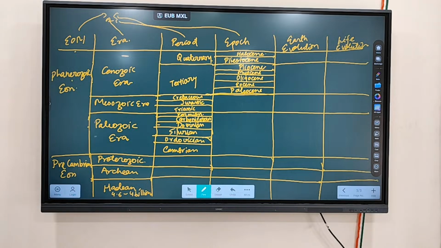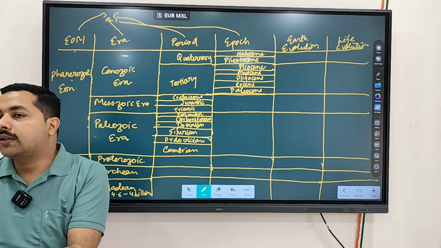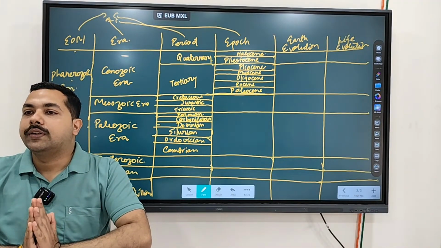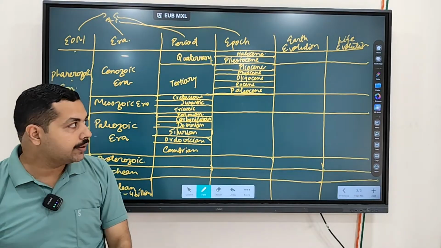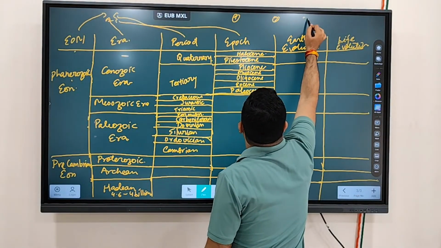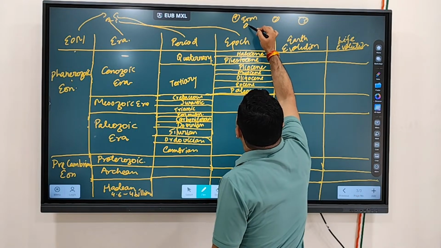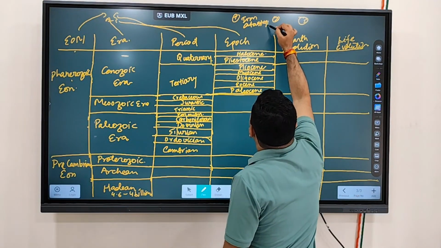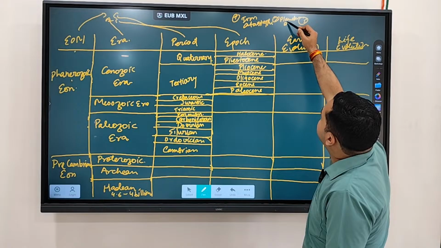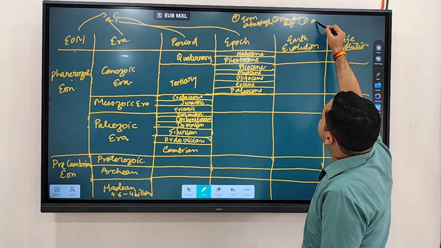Clear? Now, if you remember, when we were discussing geomorphology, we discussed how the earth was formed. Iron catastrophe, then outgassing is the third stage, in between differentiation. So we discussed three things. One was the iron catastrophe stage. The second stage was planetary differentiation, and the third stage was the outgassing stage.